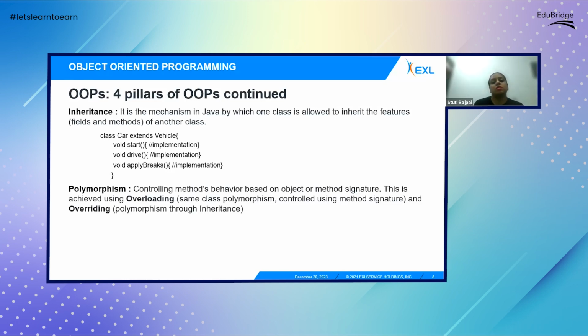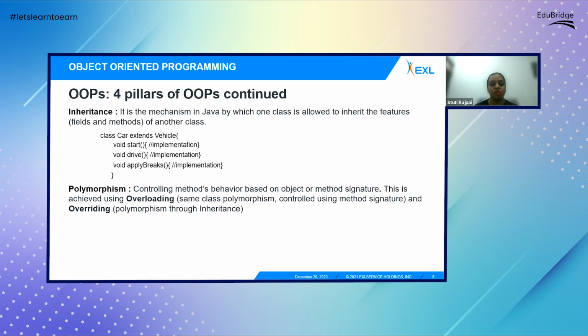Now, polymorphism is controlling the method's behavior based on the object or the method signature. I keep saying providing the implementation of a method. There are two ways to do it in polymorphism. There is one thing called overloading, which is when you have a method with the same name in your class, but different signatures, which means it either returns a different type of object, or it takes a different number of arguments or different types of arguments. So in the same class, you can have the same method name, but with different behavior.